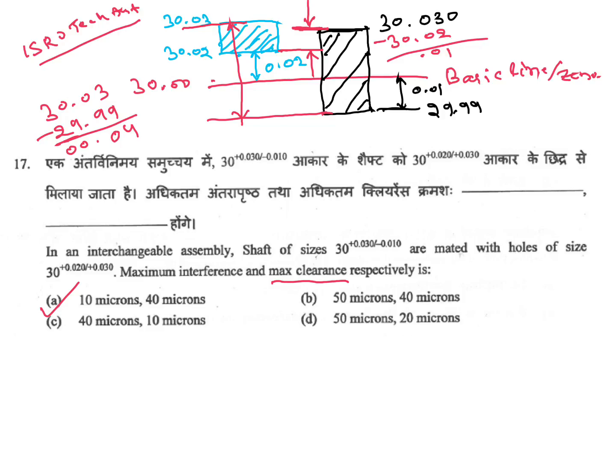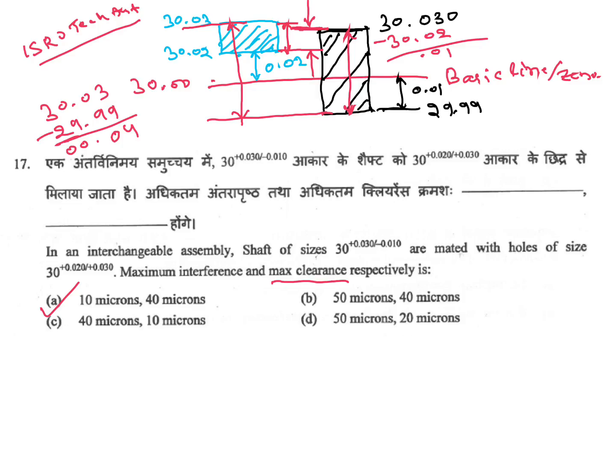Here this is the hole tolerance, and shaft tolerance is from here to here. This is also very important. And 0.02 is the fundamental deviation of hole, the minimum distance from the basic line.